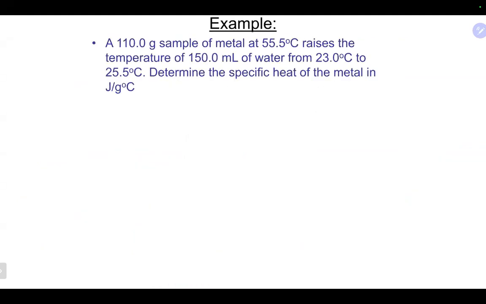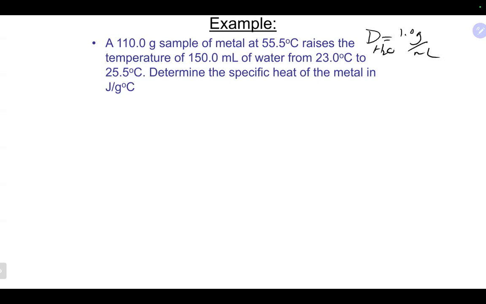All right, so why don't you give it a try here? A 110 gram sample of a metal at 55 degrees Celsius raises the temperature of water from 23 degrees to 25.5 degrees Celsius. Determine the specific heat of the metal. I'll put it up here, but you should know the density of water is 1 gram per milliliter. All right, take a couple minutes.